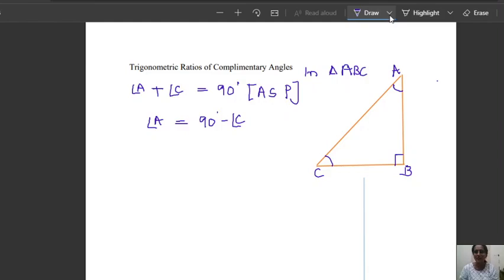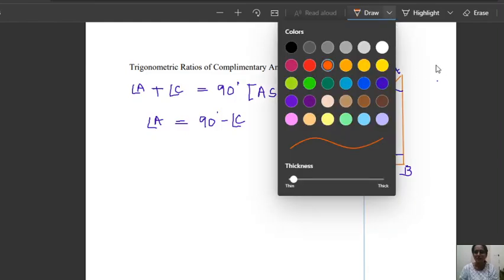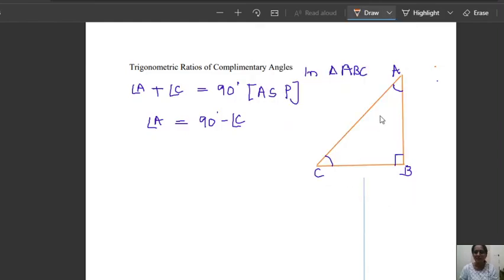Let us name the sides now. Let the side BC be A units, for our convenience. Let AB be C units. Instead of writing AB and BC, let me mark the length as C units. AC, let it be equal to B units. We know the three sides.